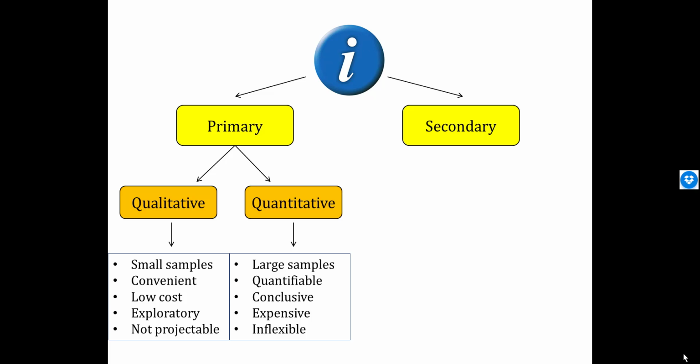On the downside, quantitative data is extremely expensive and is generally inflexible in the sense that once the survey is launched or once the data collection effort has started, it is really impossible to change the questions that you're asking. So what are some of the common uses of qualitative information?